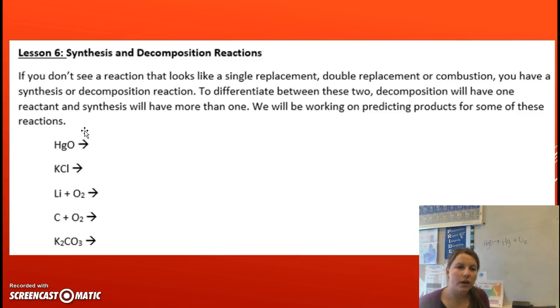Now we're going to have to work on balancing these, because if you check, we have one mercury, one oxygen, and two oxygens. This is going to be a problem. So if we put a 2 here, now we have 2 oxygens on both sides. So we're going to need a 2 here and have 2 mercuries on both sides.